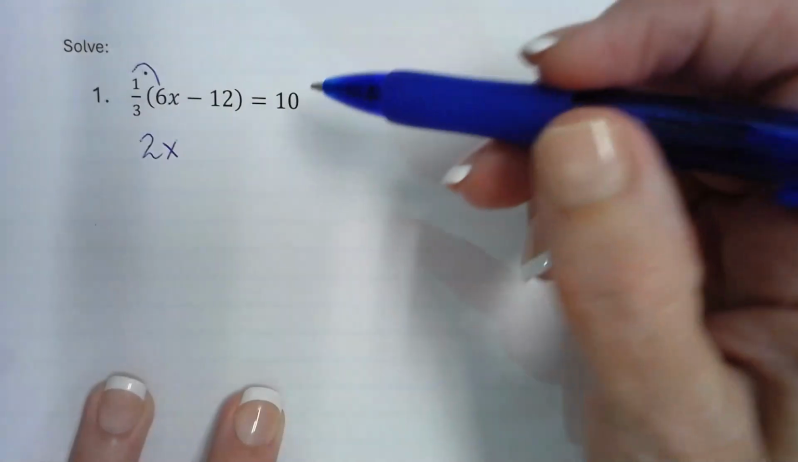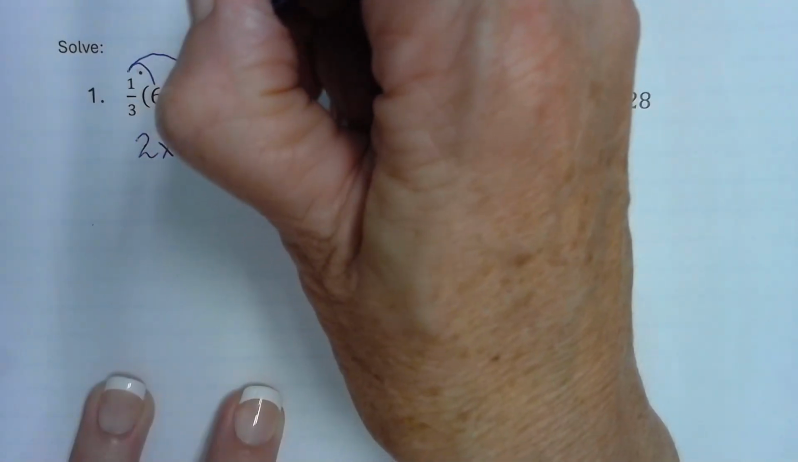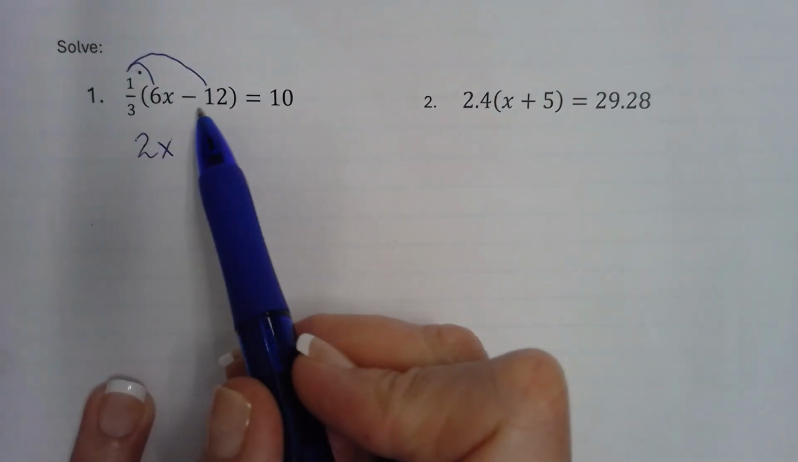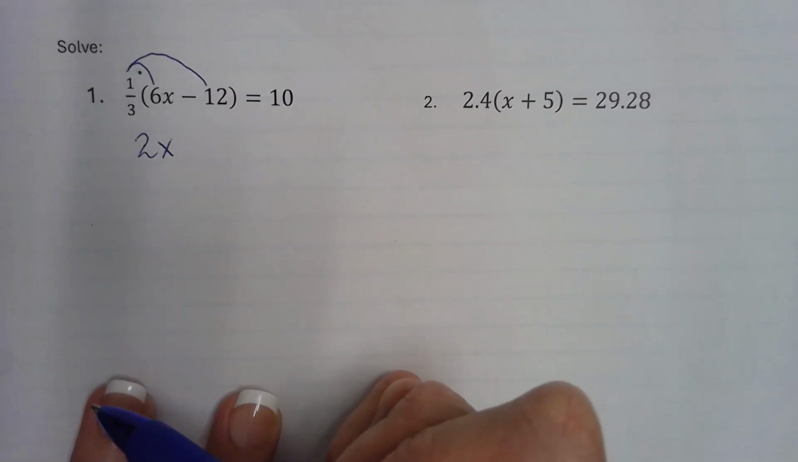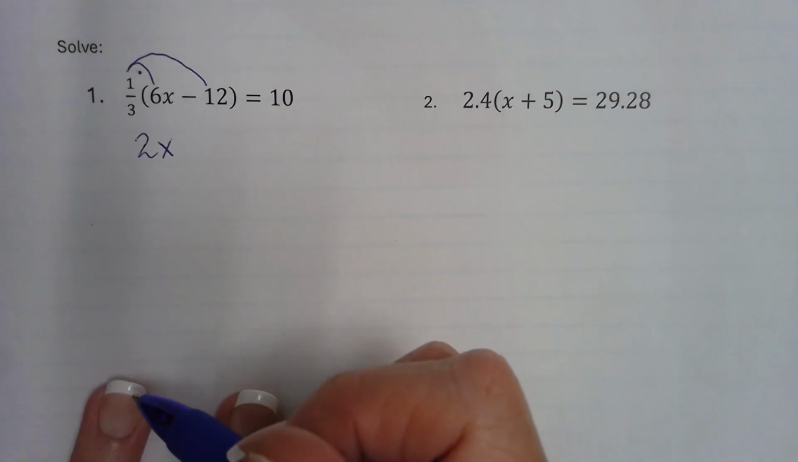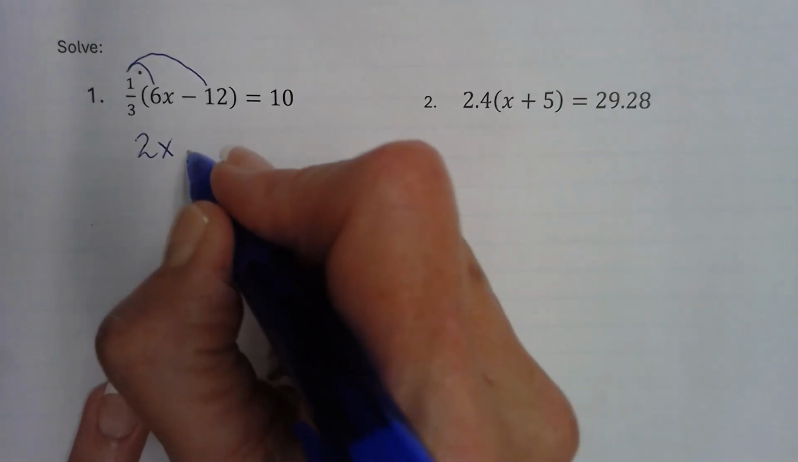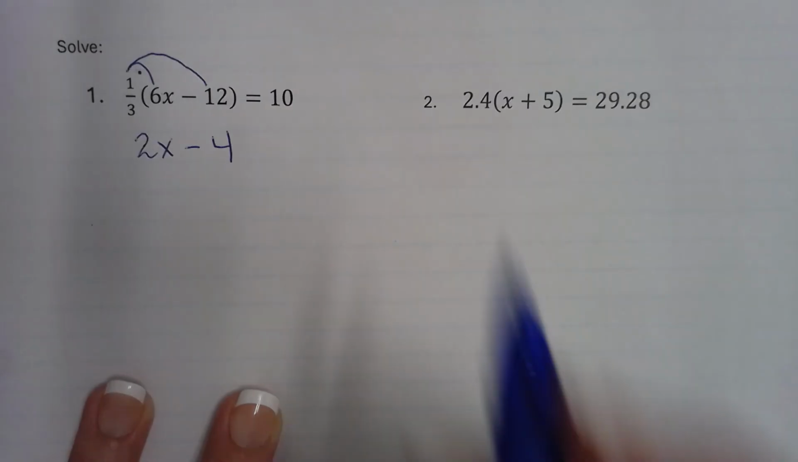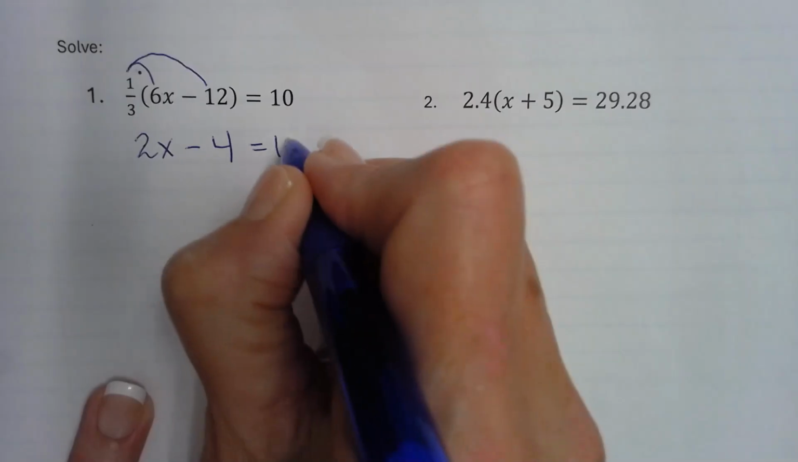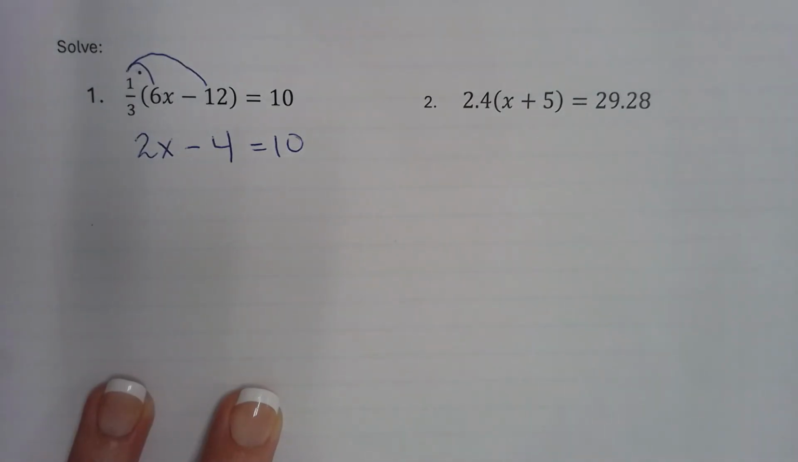Okay. Then when we distribute to the second one, this is nothing more than kind of like a negative 12 divided by 3. So what is negative 12 divided by 3? 4. And it's a minus sign there, right? Notice no more fractions. Question there. Okay. Bring down the equals, bring down the 10, and we got a 2-step equation.